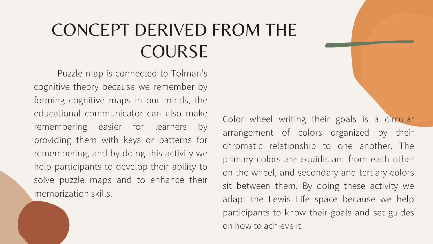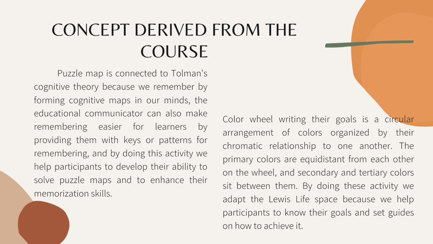Third is the puzzle map, which is connected to Tolman's cognitive theory because we remember by forming cognitive maps in our minds. The educational communicator can also make remembering easier for learners by providing them with keys or patterns for remembering. By doing this activity, we help the participant to develop their ability to solve the puzzle map and to enhance their memorization skills.